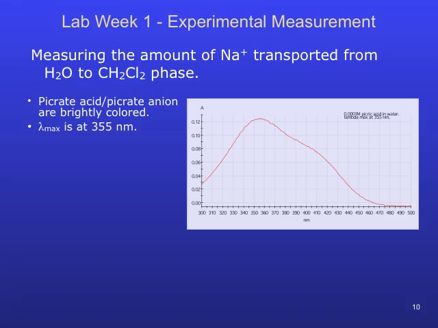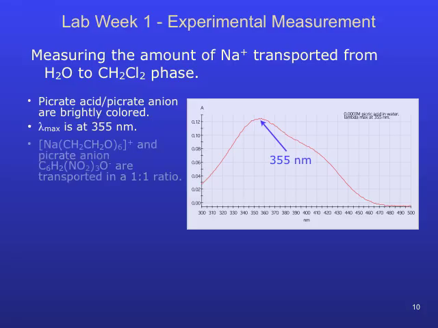Both picric acid and the picrate anion are brightly colored with a lambda max at 355 nanometer. It is this wavelength that is used to measure the concentration of the picrate anion. The sodium ion reacts in a 1-to-1 ratio with 18-Crown-6, and then this complex migrates with the picrate anion from the aqueous to the methylene chloride phase.